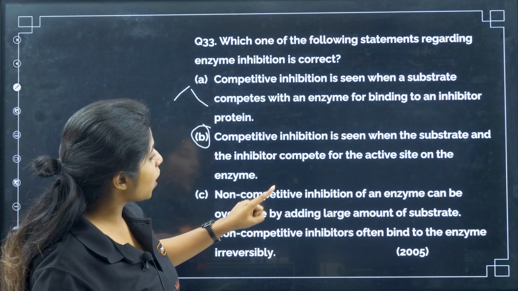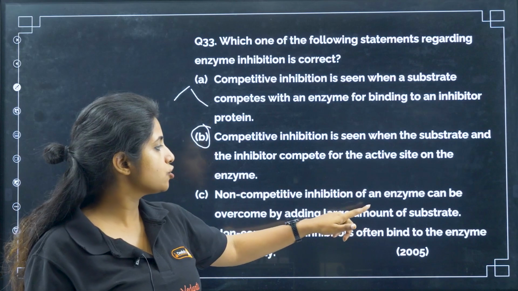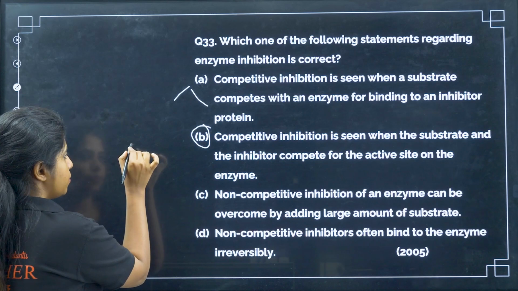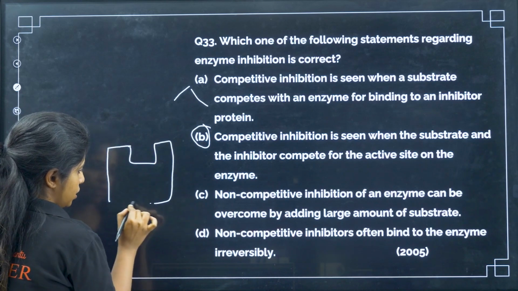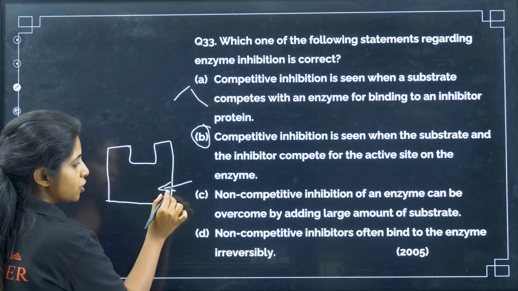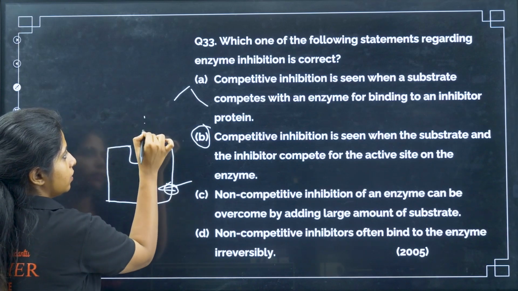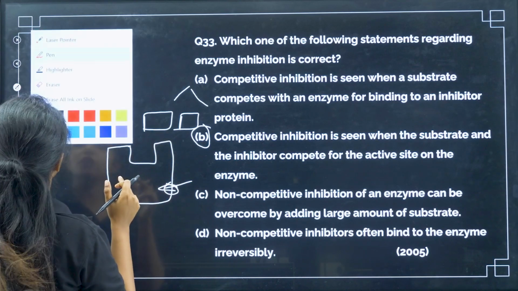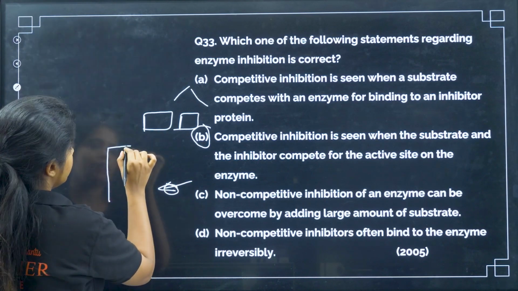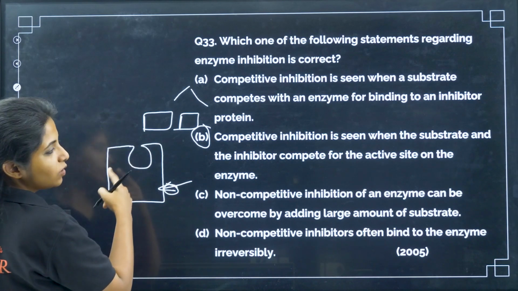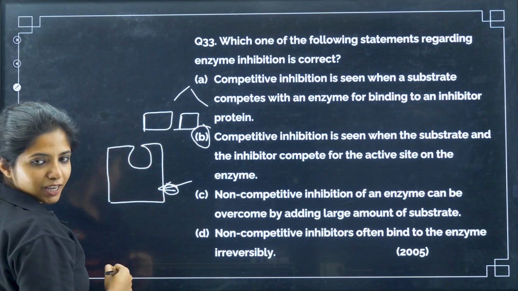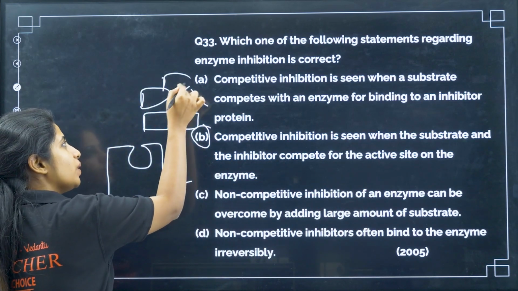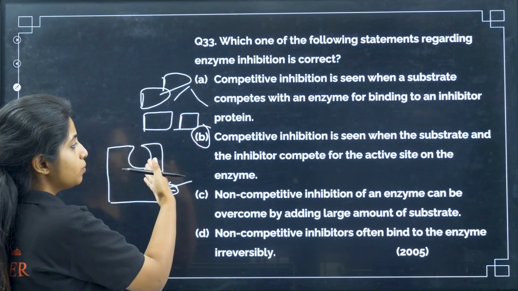That would be correct. Non-competitive inhibition of an enzyme can be overcome by adding large amounts of substrate. Non-competitive inhibition, my dear, I already told you. Suppose this is how it was initially. A non-competitive inhibitor came and attached over here at this particular point. This was the substrate. Now, because the inhibitor is attaching over here, it is not competing with the substrate. It is going to change the structure probably. Do you think the substrate can come and attach? No. However large the amount of substrate you add, can it fit over here? No, my dear children. This is because the whole structure has been changed.